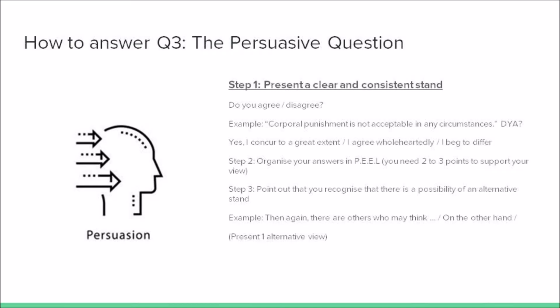The next thing, step 3, is to point out that you recognize there's a possibility of an alternative stand. So you need to say things like, then again, there are others who may think that corporal punishment is acceptable. On the other hand, some people believe that corporal punishment works, things like that. So you have to point out there is a possibility of someone else thinking differently from your stand, yeah? You need to present at least one alternative view, yeah?